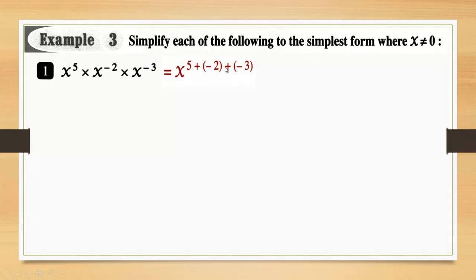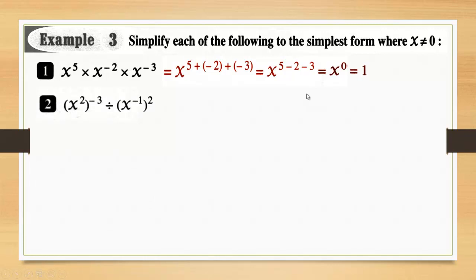5 plus negative 2 plus negative 3, that's equal to 5 minus 2 minus 3. 5 minus 2 minus 3 equals x power 0. That means 1. Anything with power 0 equals 1.